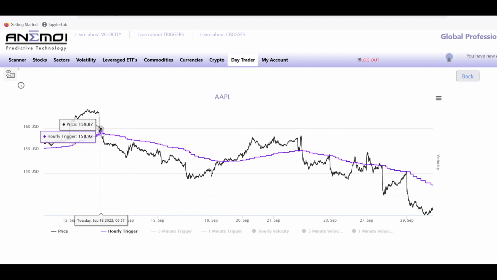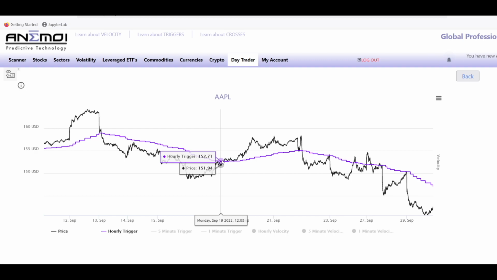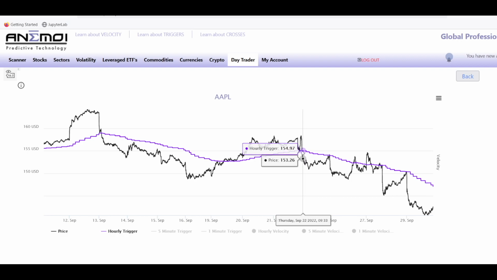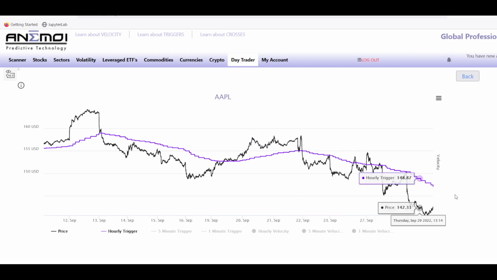So this is the 2-week chart for Apple. So you could have went short right here at 158 and bought back at 152. Then you could have went long at 152 on this break above the hourly trigger, and you could have sold at 153.7 on this break below. And then over here, you could have rode this short from 152, 153-ish, all the way to the price of 140 where it is now.